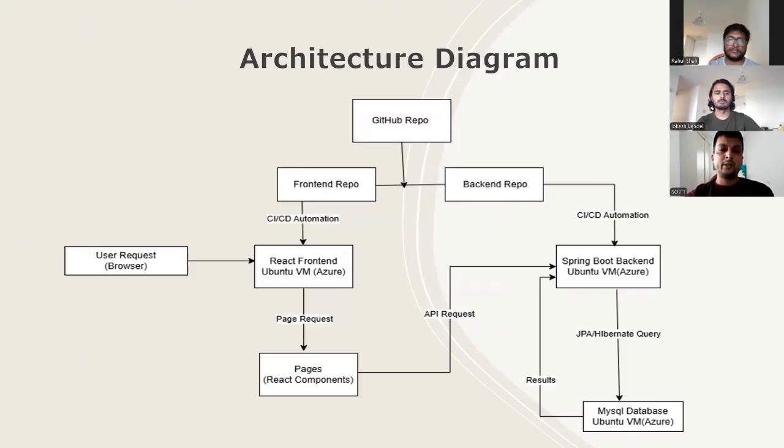This diagram shows our end-to-end application workflow. A user request from the browser first reaches our React front end, hosted on an Azure Ubuntu virtual machine. The front-end code lives in a GitHub repository with CI/CD automation for automatic deployments. If data is required, the front end sends an API request to our Spring Boot backend, also hosted on an Azure Ubuntu virtual machine with its own GitHub repo and CI/CD pipeline. The backend uses JPA Hibernate to query a MySQL database on another Ubuntu virtual machine. Results are sent back to the backend, then displayed in the React components for the user.